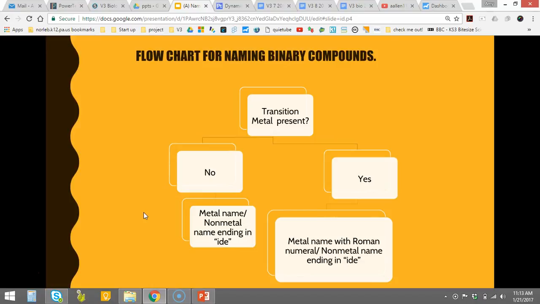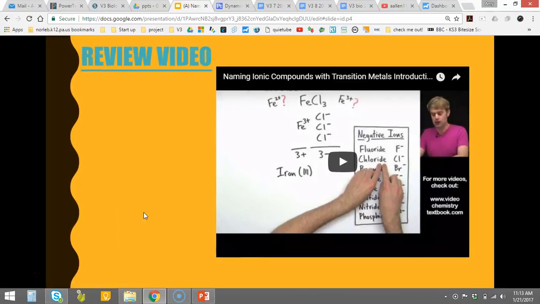So here's a review of our rules. First, you ask yourself, is there a transition metal present? If not, name the metal, name the nonmetal, add the IDE ending. If there is, name the metal, figure out the charge, add your Roman numeral, and then name the nonmetal with the IDE ending. So here is a quick review of what we've just learned.